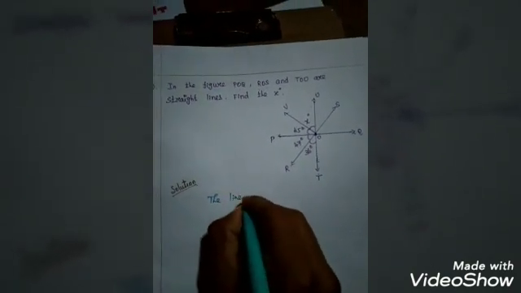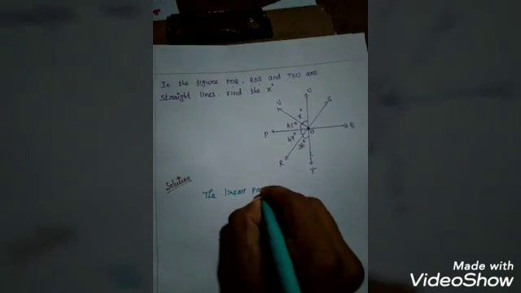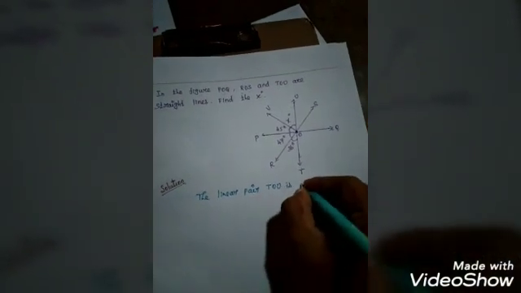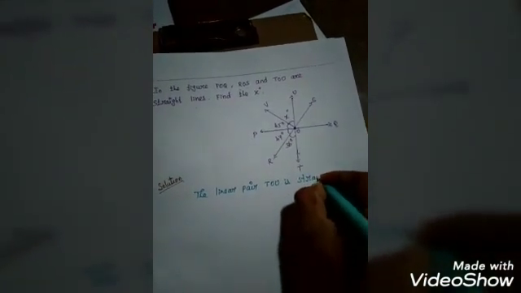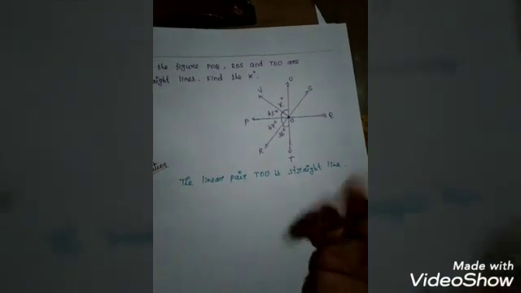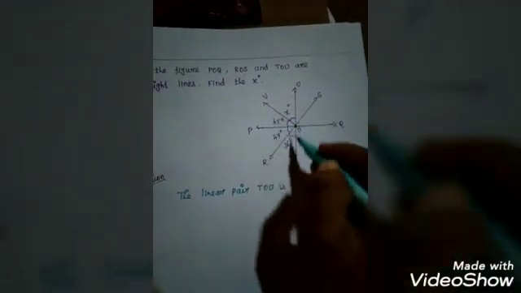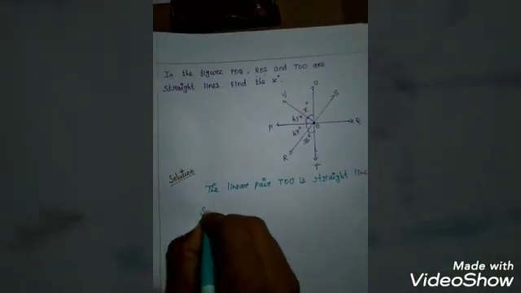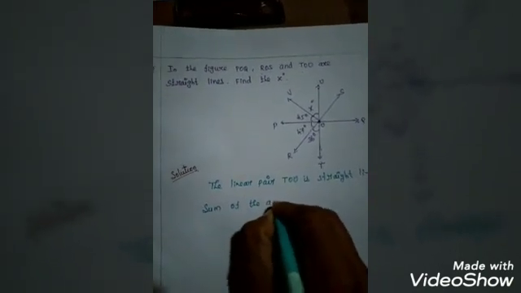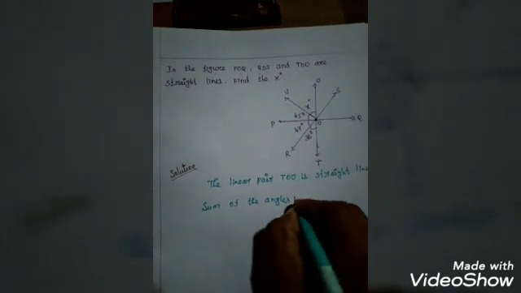The linear pair: TOU is a straight line, as given. Straight line means the sum of the angles is 180. So add them. The sum of the angles is 180 degrees.